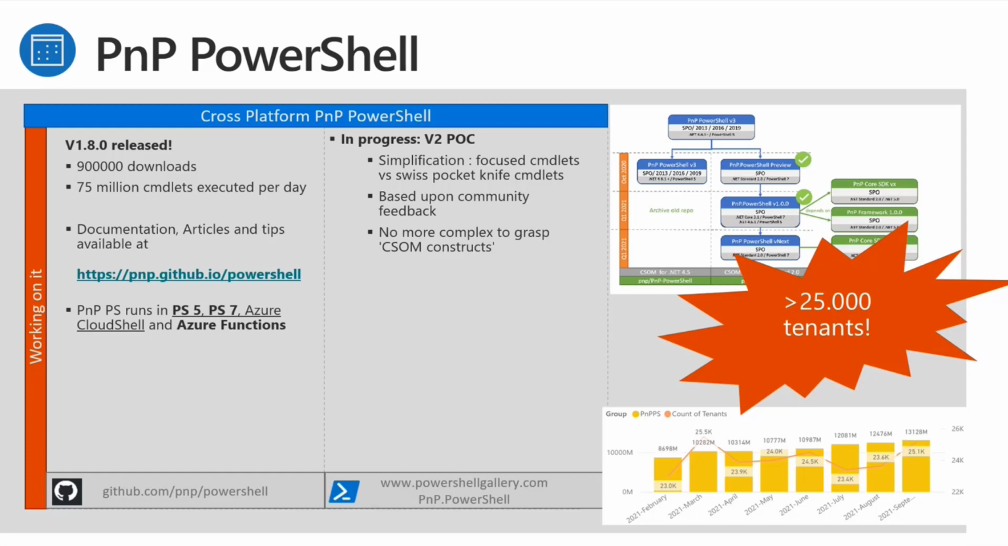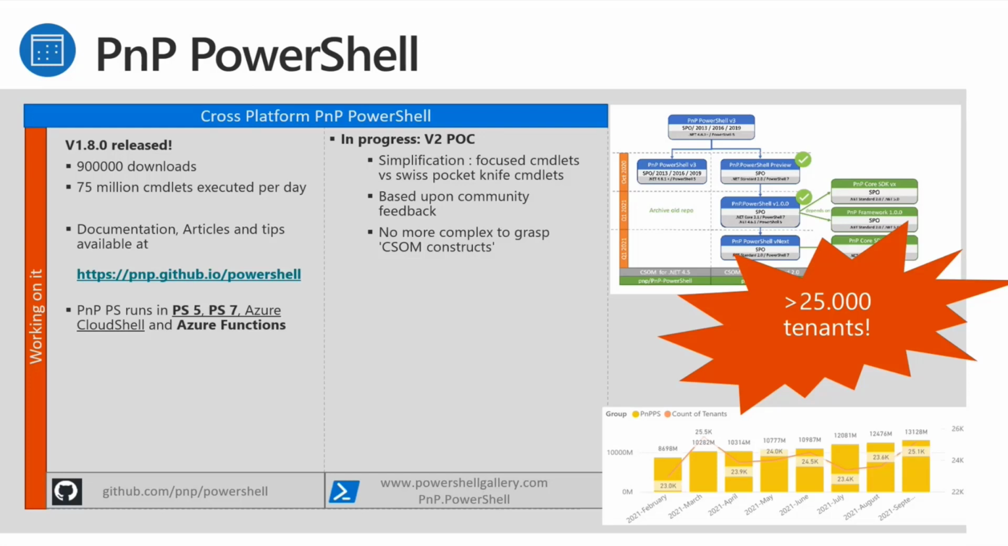So what's happening there? We're still working on the V2 proof of concept. This is a proof of concept because we want to share it first with the community before we start to actually continue to implement this. We're just doing a few commandlets just for the sake of discussion. A bit of our goals is that we want to simplify things. Instead of having these Swiss pocket knife commandlets with 5,000 switches and options and properties and everything you can set, we want to have a single focus commandlet, a commandlet that does a thing, and that is it. And we want to get rid of the CSOM thinking.